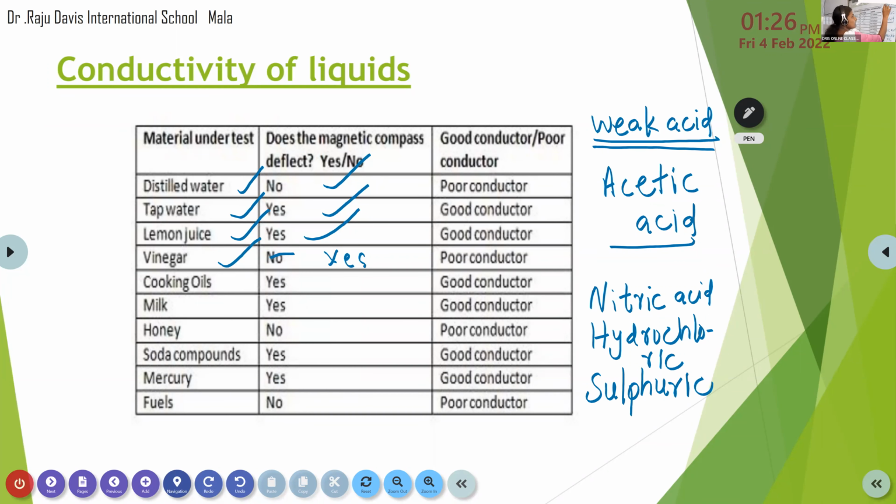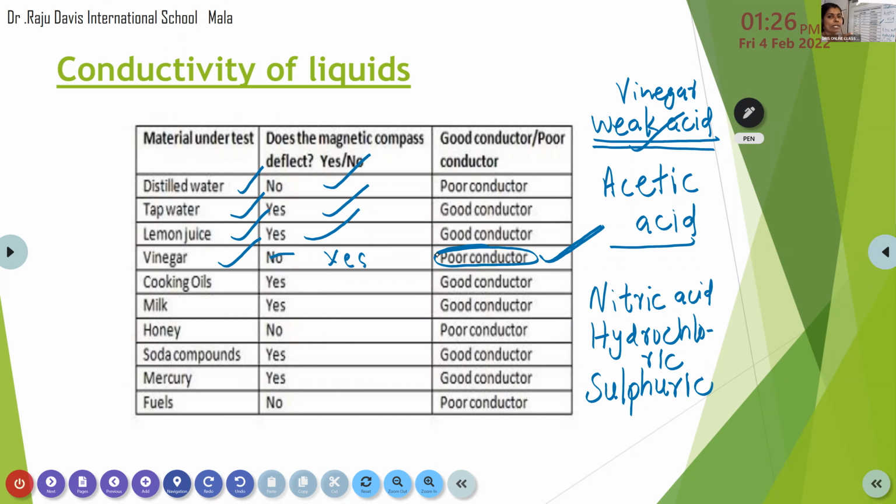But in the case of this vinegar, it contains acetic acid. It is a weak acid. So there is a deflection, but it is a small deflection. That's why we can say that vinegar is a conductor, but it conducts only less electricity. At that time we can say that vinegar is a poor conductor.